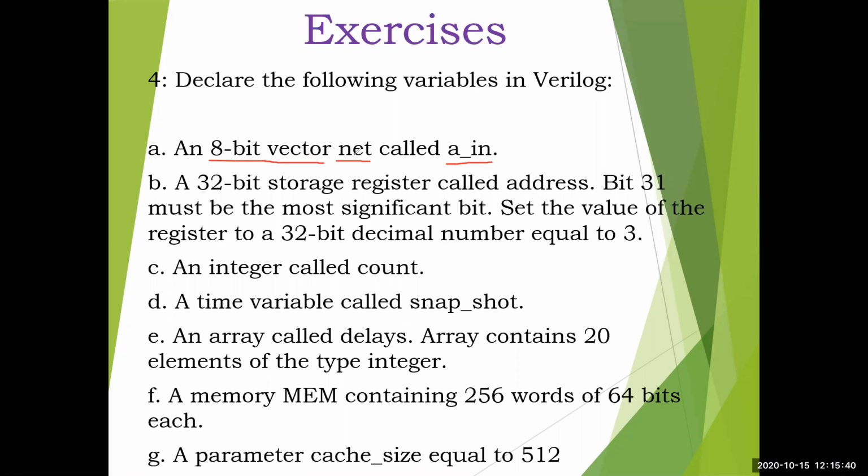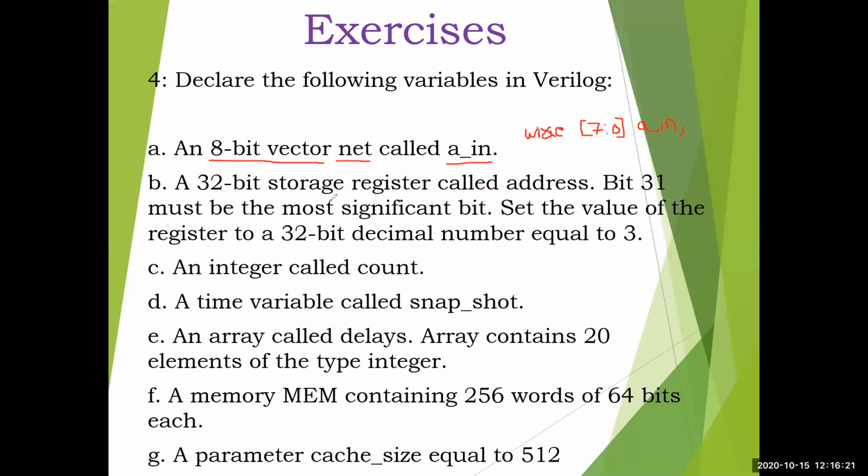Very simple. So how to declare the net? The keyword you have to use is wire, in small letters, then the 8-bit vector. By default we use the high number and low number. 8-bit means 7:0, so 0 to 7 is 8 bits, right? In digital electronics it starts with 0, so use 7:0. Then you have to use the variable name. They have given a underscore; the identifier here uses an underscore in between, and in the beginning also you can use it. So this is how you declare an 8-bit vector net called a_in. Clear? Same way you have to work out.